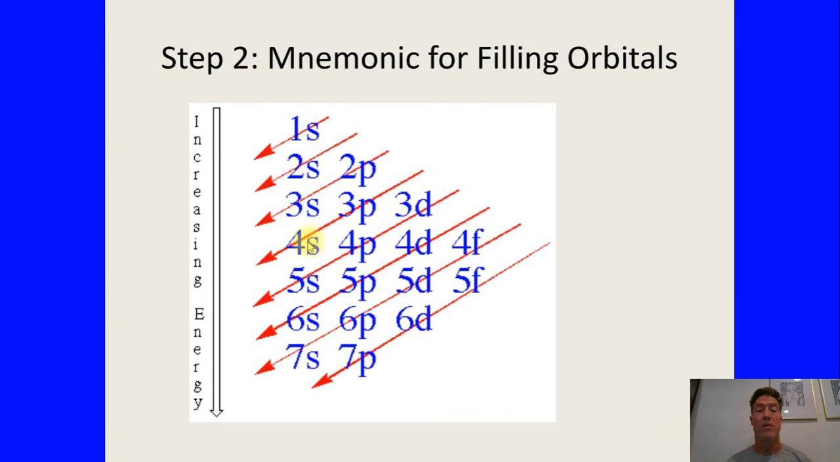So this helps us get the correct filling order, because the 4s and the 3d are so close that the 4s fills up before the 3d, even though you'd think the 3d would be at a lower energy level. But they're very, very close, and so this takes care of that. This is the unexpected way in which it fills.